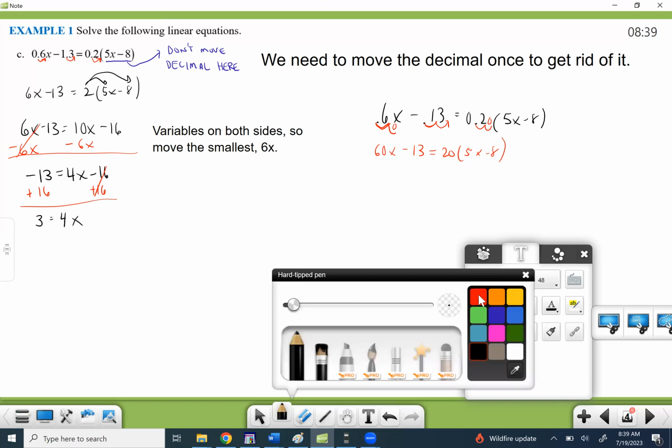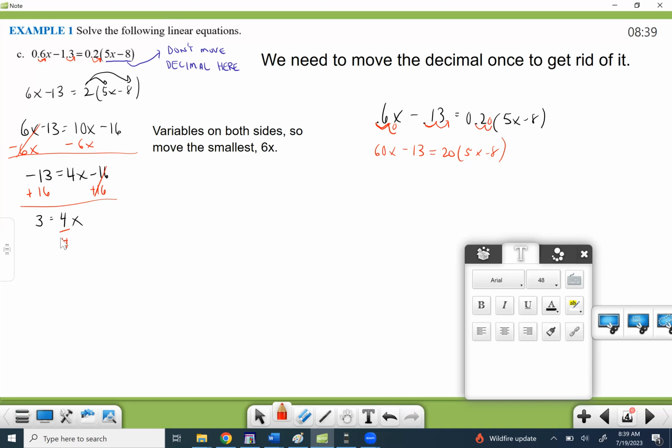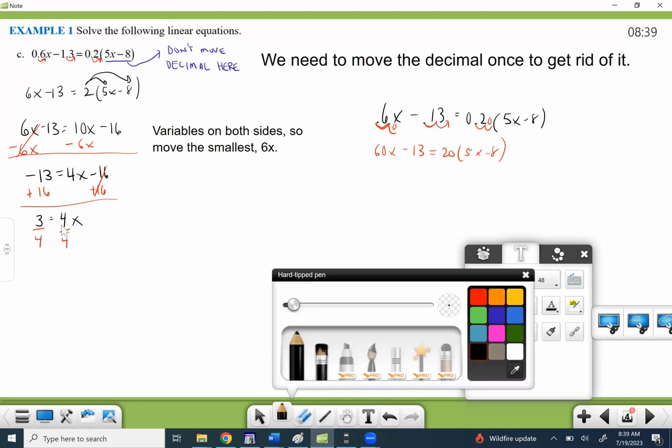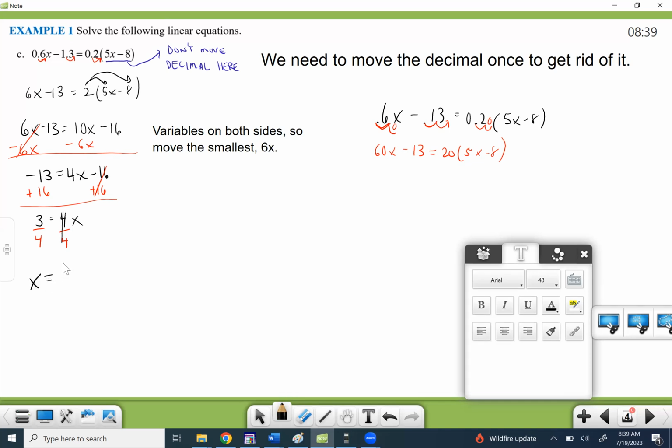4 is multiplying by x, so the opposite of multiplying is dividing. And this is good enough for me. These cancel. X equals 3/4. I told you fractions are fine, but you could also put x equals 0.75, and both of these would be okay.